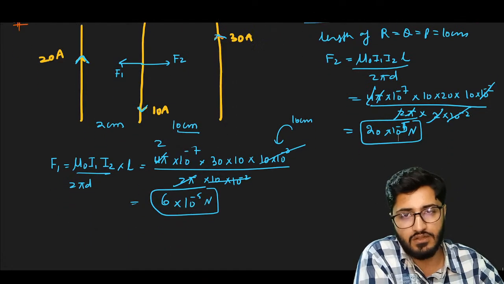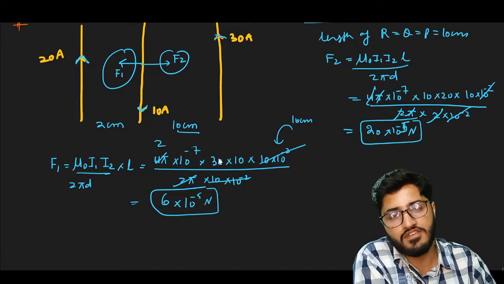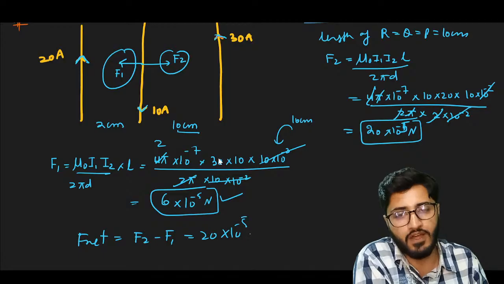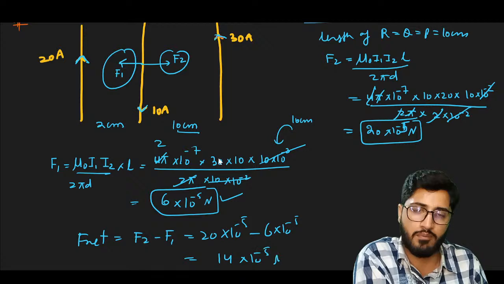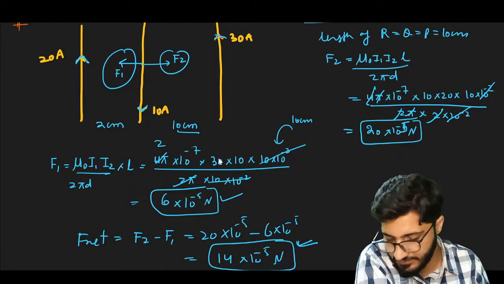So, okay, look, both forces are opposite to each other. Which one is more, F1 or F2? Sir, F2. So I can write F net equals F2 minus F1. F2 is 20 into 10 to power minus 5 minus 6 into 10 to power minus 5. I guess the answer is 14 into 10 to power minus 5 Newton. This one is my answer.